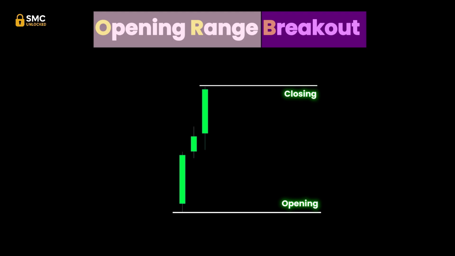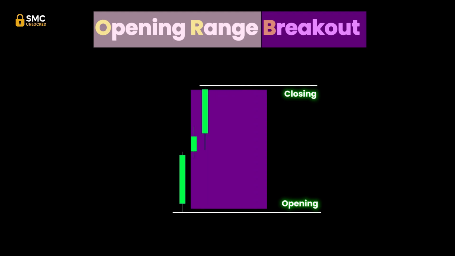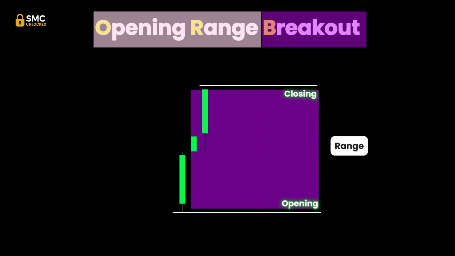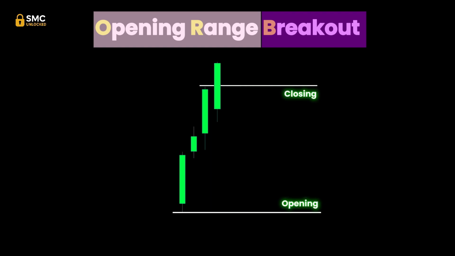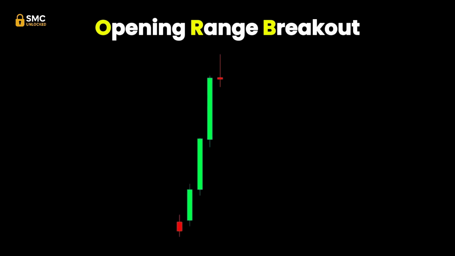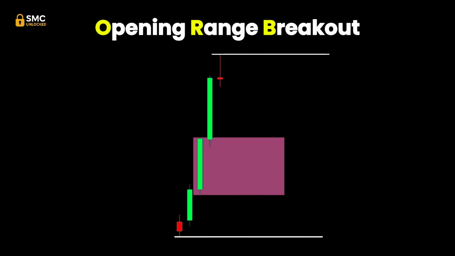If we break down the term, it's made up of two parts: opening range and breakout. On the chart, to define the range, we look at the opening and closing levels of a specific candle. The difference between these two levels is what we call the range. Now, whenever the price breaks this range and closes above it, that's called a breakout. Unlike some other strategies where we mark an external range on the chart, here we focus on the range of a particular candle in a specific time frame.